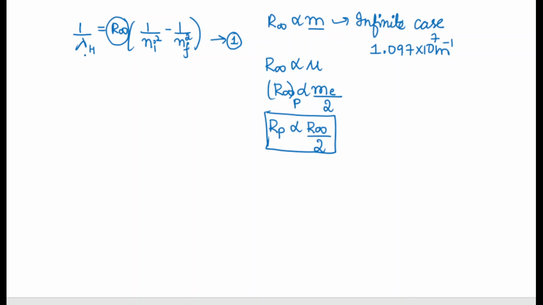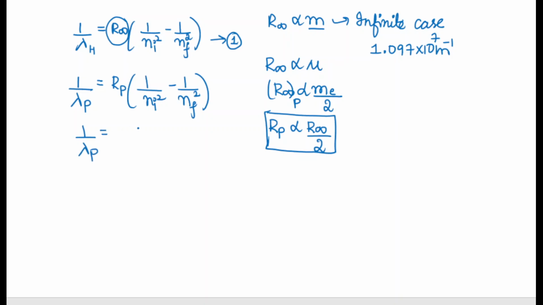Now substituting the value of Rp in this, so it will be 1 divided by lambda p. Lambda p is for positronium, which is equal to, instead of R infinite, Rp times 1 divided by n initial square minus 1 divided by n final square. Now instead of Rp, I am taking R infinite divided by 2 into 1 divided by n initial square minus 1 divided by n final square. Yes, I hope everyone is clear, right?